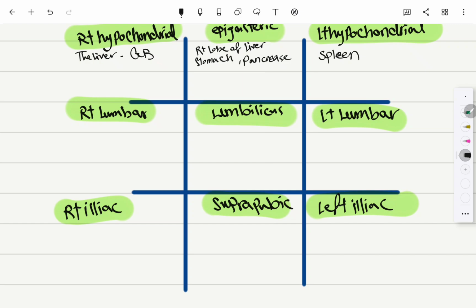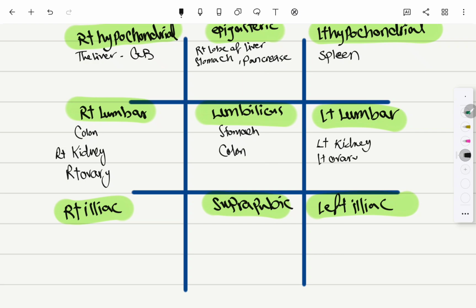Right lumbar, there will be the colon, and umbilicus will be the stomach and colon, and here there will be some extension of the kidneys, right kidney and right ovary, and here left kidney, left ovary, and colon also.